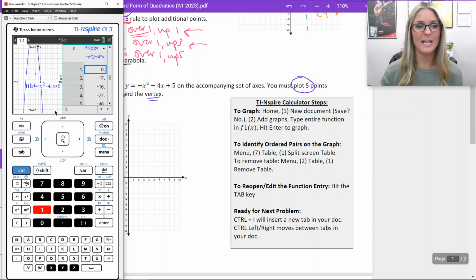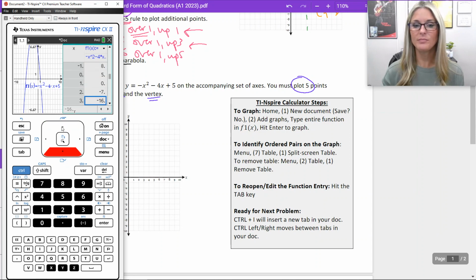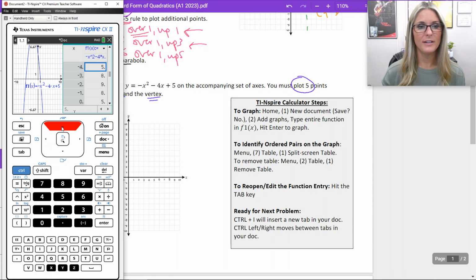Look here on the left side. This is our x column. So negative 1, 0, 1, 2, 3. Those are x values. And these would be the y values, 8, 5, 0, negative 7, negative 16. Let's find some easy points to work with here. I do know we have a negative leading coefficient. That negative 1 x squared is going to turn it upside down and it's opening downward. So I do have a maximum point, and I believe I found it at negative 2, 9, because I can see that symmetric pattern, negative 3, 8, and negative 1, 8.